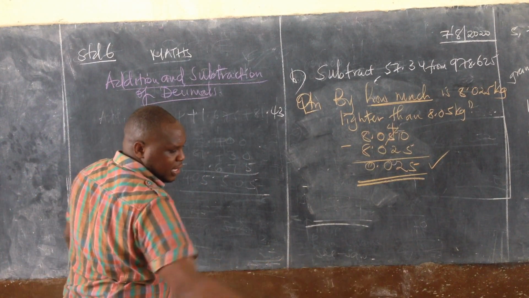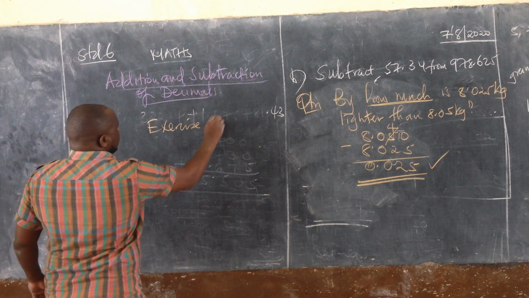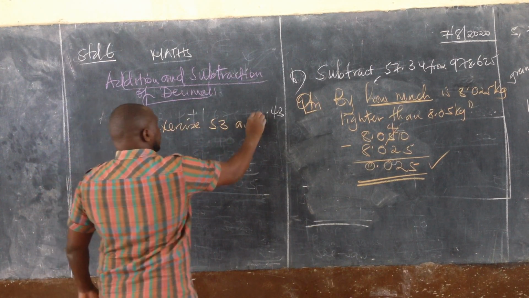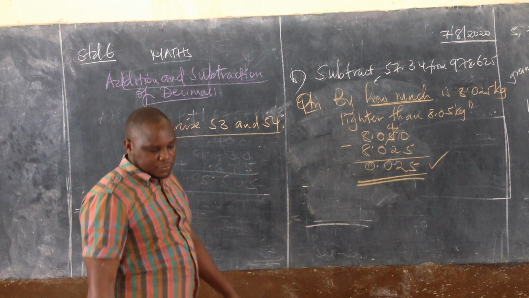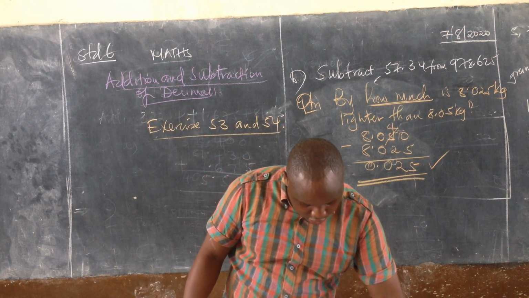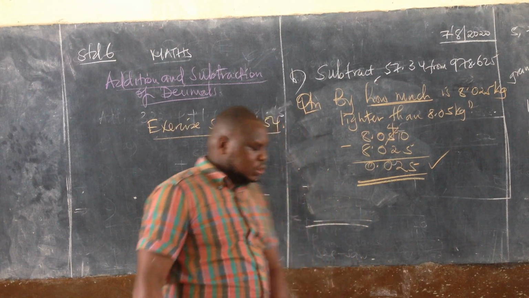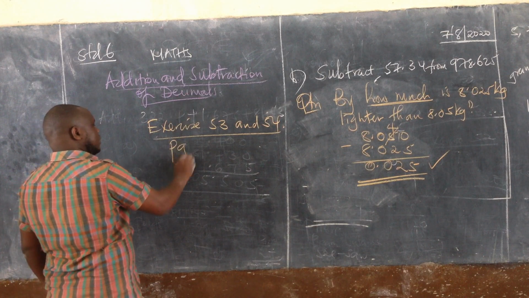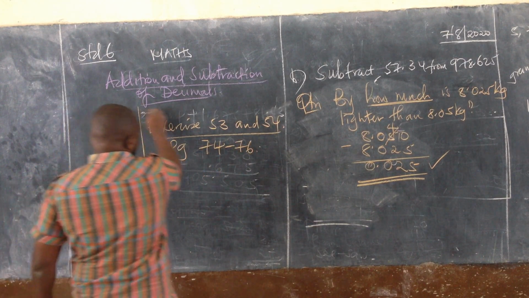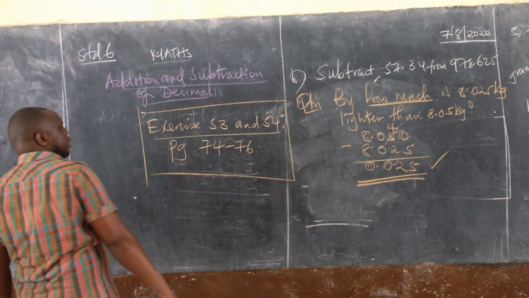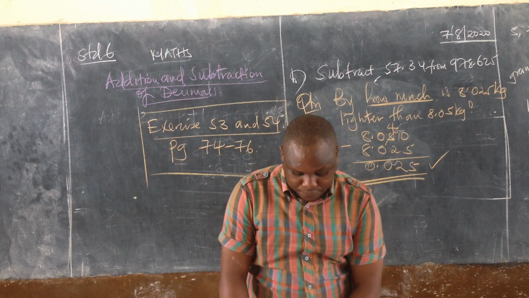Exercise 53 and 54. These are exercises 53 and 54. They are going to be found on page 74 to 76. So these 2 exercises should be done correctly and forwarded to me for marking.